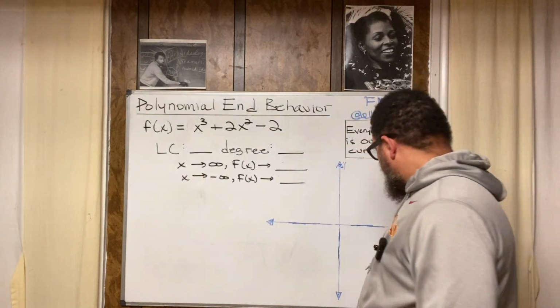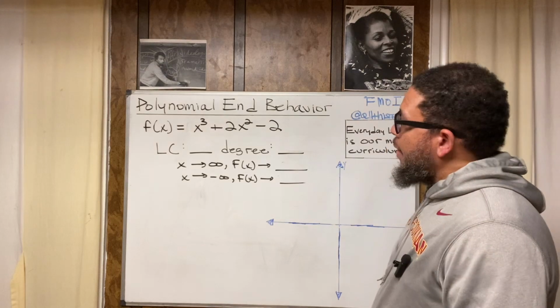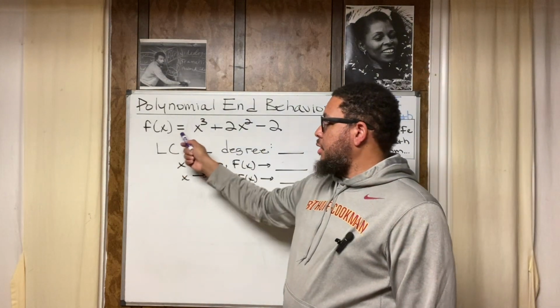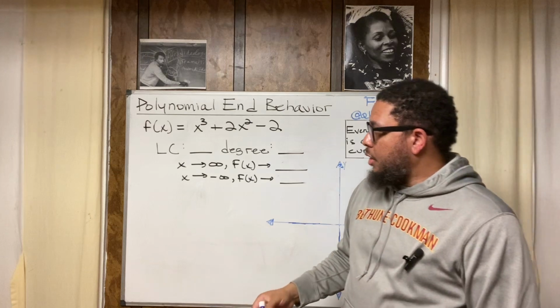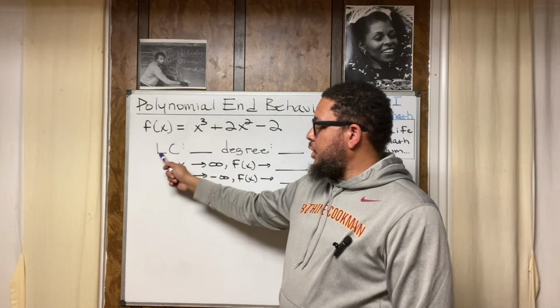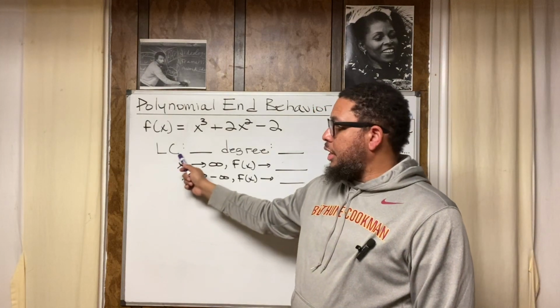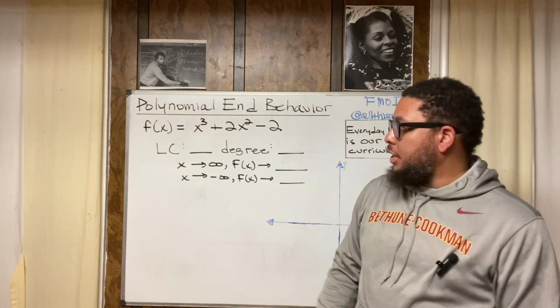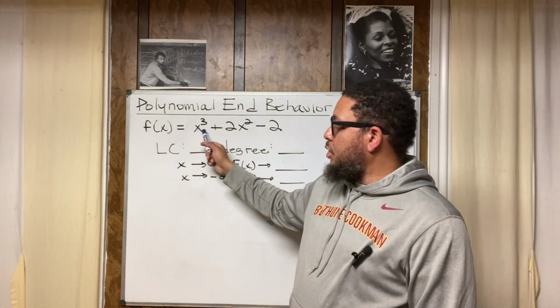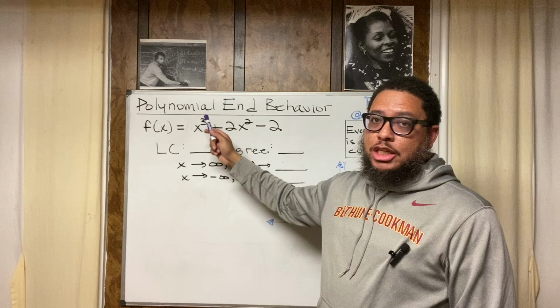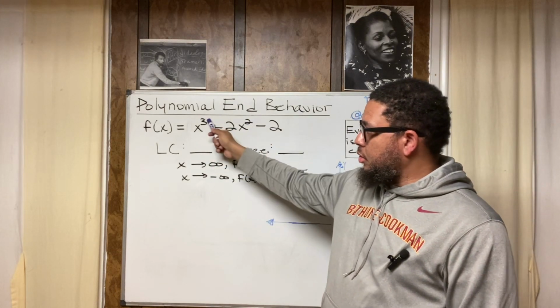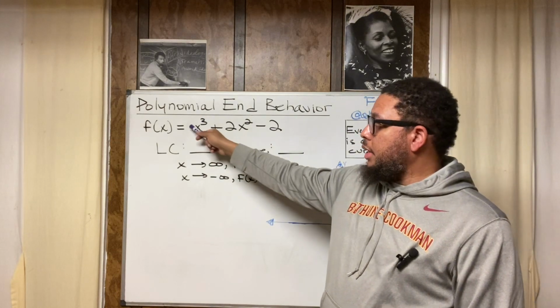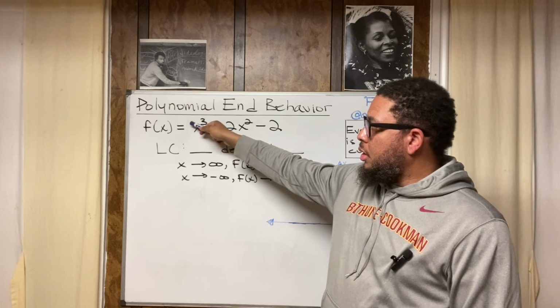All right, now how do we figure that out? The way we figure that out is this. We read the function, f of x equals x cubed plus 2x squared minus 2, right? And then we say, okay, well, what's my lead coefficient? LC stands for lead coefficient. My lead coefficient is the number that is adjacent to the variable with the biggest exponent. My biggest exponent is a 3, not the 2, the 3, x cubed, right? That's my biggest variable, x cubed, right?